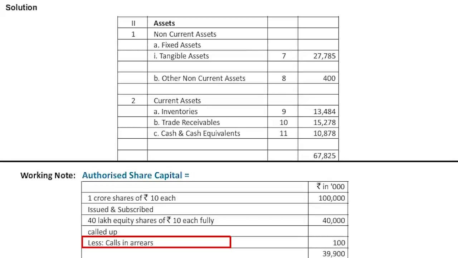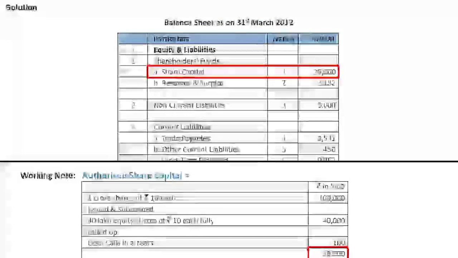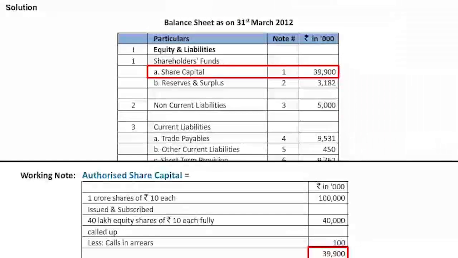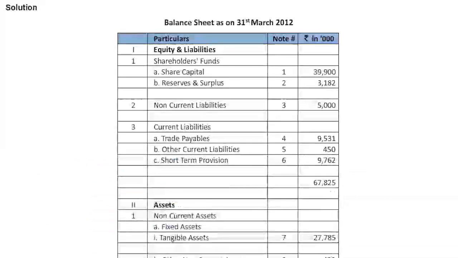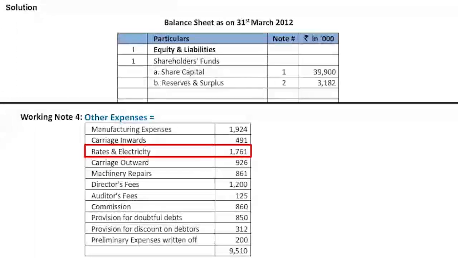Now calls in arrears will obviously be deducted from share capital. So these calls in arrears will be deducted from share capital. So that is 100. Net 39,900 will appear in your balance sheet as the paid up capital. Rates and electricity 1,761 and directors fees 1,200 will be part of your other expenses.